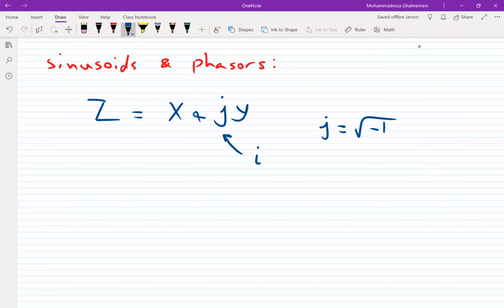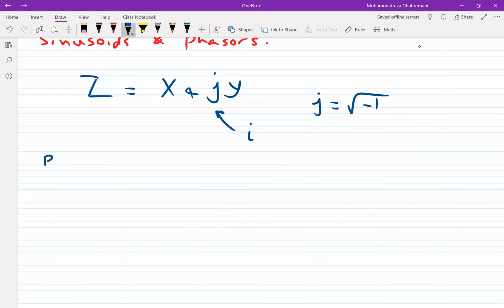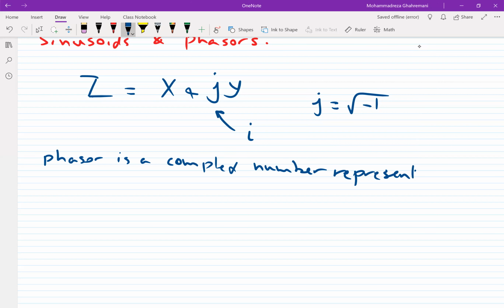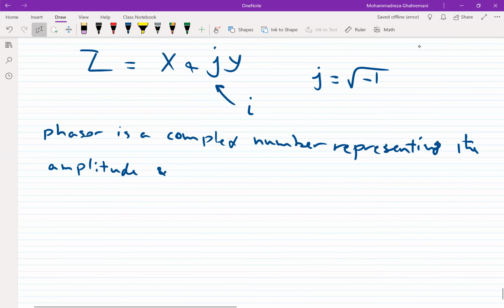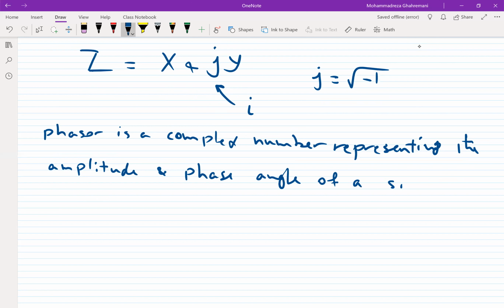So, as I said, a phasor is a complex number representing the amplitude and phase angle of a sinusoidal signal.